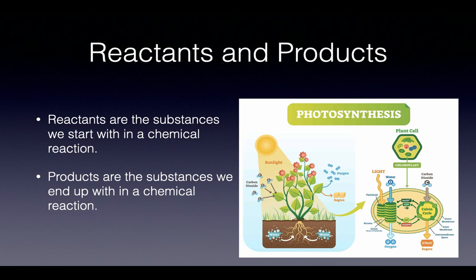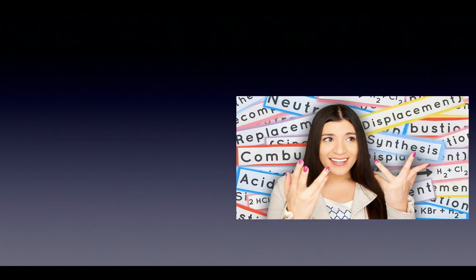So you can see that here in this picture. You see the sun on the left side, you see the carbon dioxide little molecules flying in, and then the water coming up from the roots. Those are our reactants. And then on the right, we still see that bigger picture, not the cell portion, but you see oxygen coming out of the leaves and sugars coming out of the leaves. So those are our reactants and products.